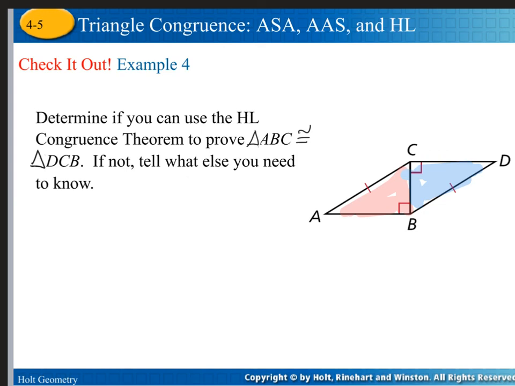And it says, determine if you can use the hypotenuse leg congruence theorem. So I need to know my hypotenuse and leg. First I need to make sure I have a 90-degree triangle, and here I do. It's clearly these are 90-degree triangles. And because this side that's congruent is opposite.